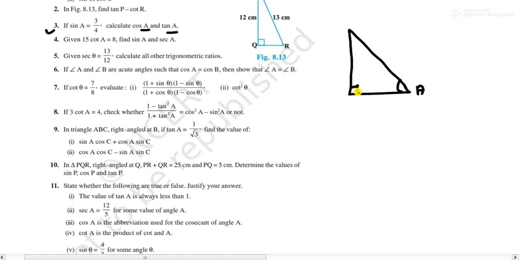Why? Because B is always 90 degrees, so this angle is always 90 degrees. So you can either take here or here. It is up to you. Now if the angle is here, this side is called O, this is A, and this is hypotenuse.